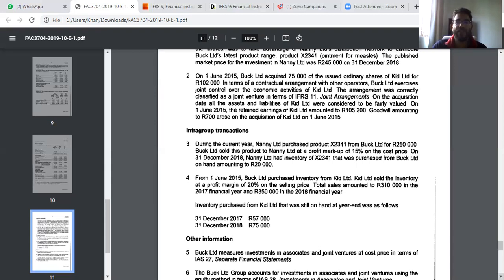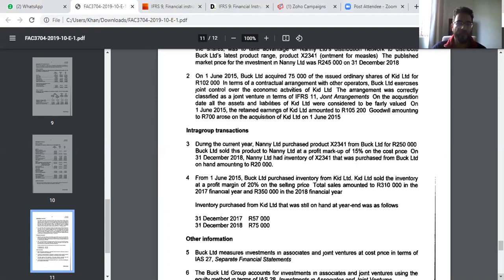markup, right? So they're charging a 15% markup. So there's an unrealized profit. So we'll have to eliminate that 15% unrealized profit. Okay, so just take note. When there's an intercompany inventory transaction, there will either be three journal entries or two. When you only have something from the current year, you will have two journal entries, eliminating the sale and eliminating the unrealized profit included in the inventory on hand.